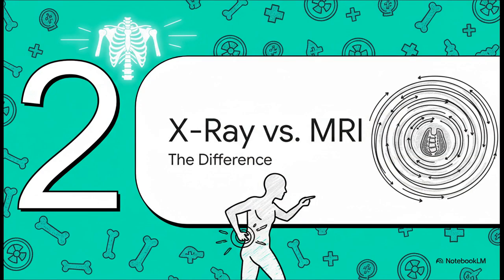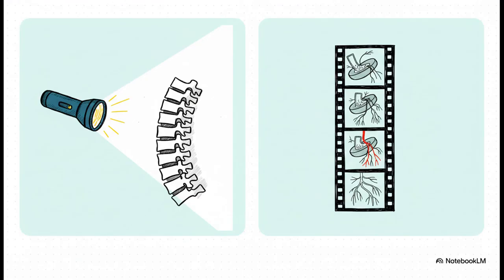Now for the main event. X-ray versus MRI. What is the fundamental difference between these two things? Okay, here is a fantastic analogy that makes this super clear. Think of an X-ray as a flashlight. It's awesome for seeing the bony architecture, things like fractures, alignment, arthritis. It answers bone questions. An MRI, on the other hand, is like a storyboard for a movie. It shows you all the soft tissues, the discs, the nerve roots, the spinal canal. It answers your nerve and soft tissue questions. See? Totally different tools for totally different jobs.